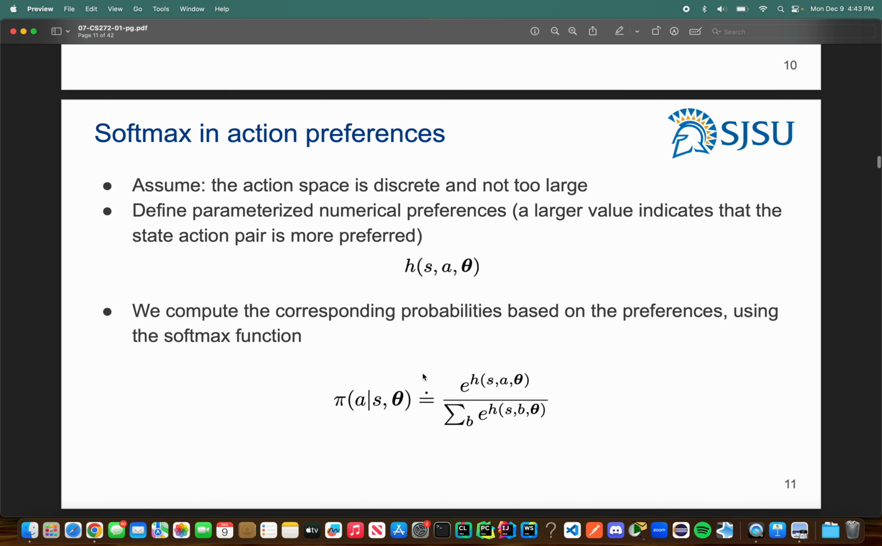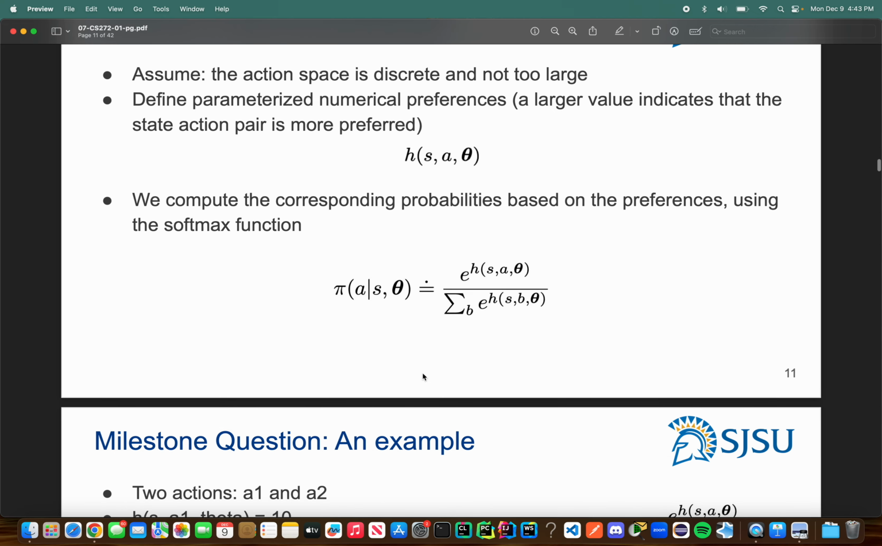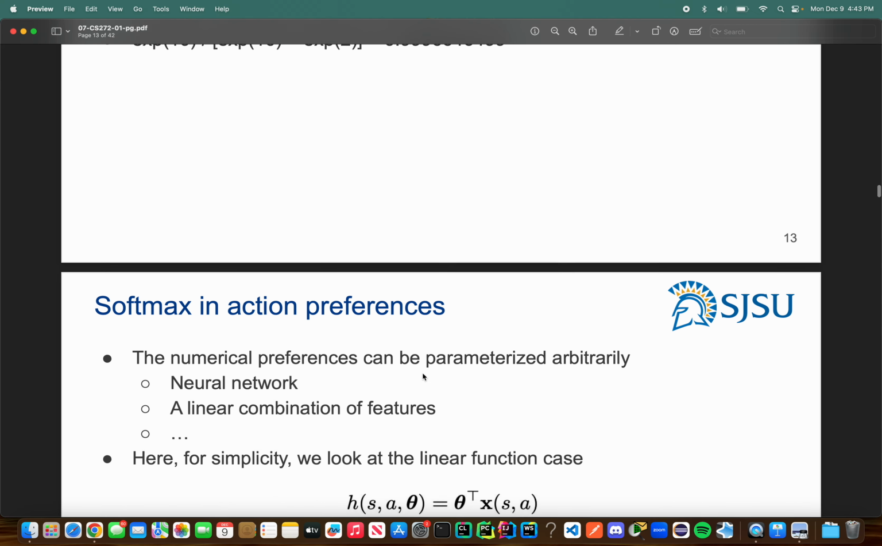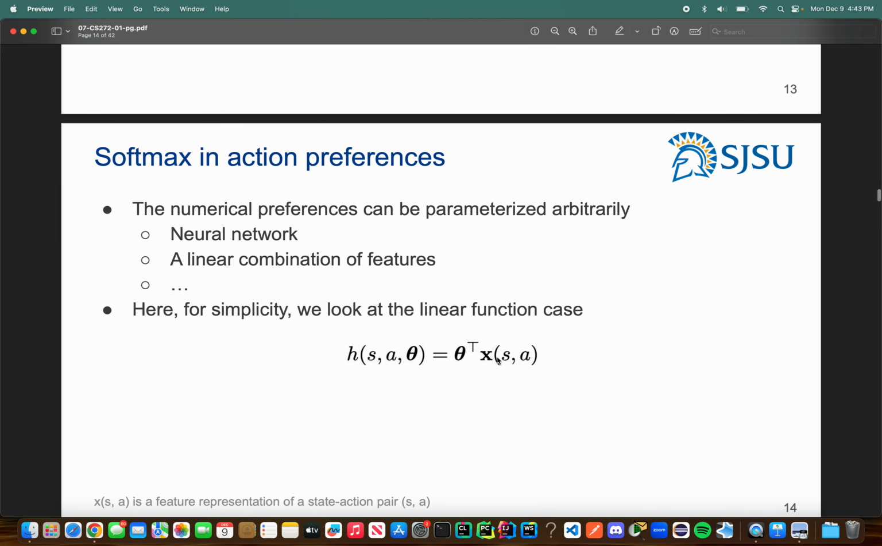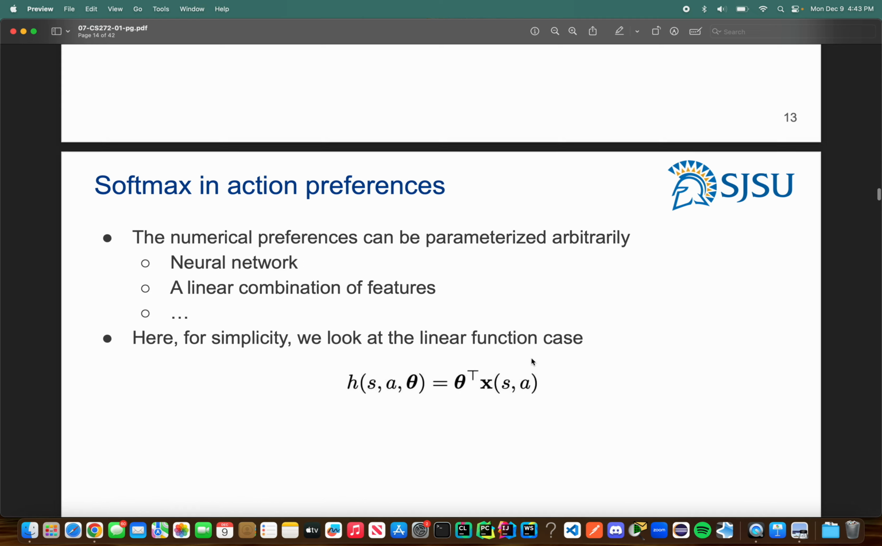So this is an example. This is the equation for computing softmax probabilities based on a preference function. This preference function should be defined somewhere here. So given a certain theta, you want to transpose that and multiply that by the feature vector for that state-action pair. So that indicates your preference for that state.